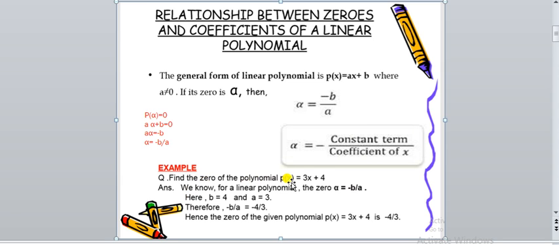Find the zero of the polynomial p(x) = 3x + 4. So how will we find the zero? We know that for the linear polynomial, alpha is equal to minus b upon a. So here, on comparing with this equation, we get b is equal to the constant term, so we are getting 4, and a is the coefficient of x, so that is 3. Therefore directly we can write minus b upon a, so minus 4 upon 3. Hence the zero of this polynomial is minus 4 upon 3.